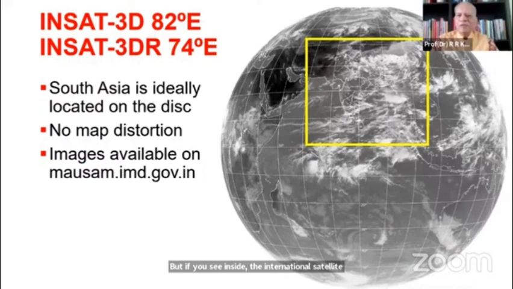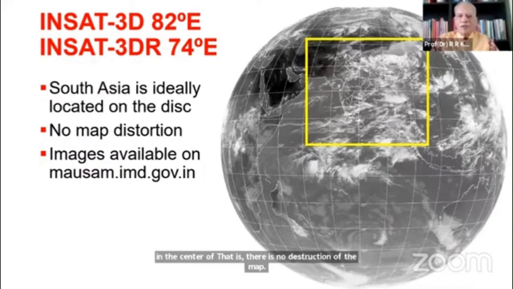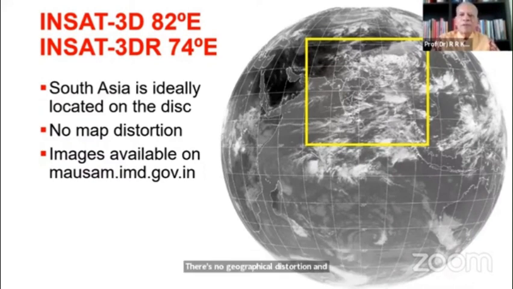There is no distortion of the map. There is no geographical distortion. And the images are uploaded to the IMD's website, mausam.imd.gov.in, and every half an hour, these images are uploaded. INSAT 3D is an operational satellite at 82 degrees east, and INSAT 3DR is a backup satellite at 74 degrees east. So one of the two is always available, and the images are uploaded to the website.